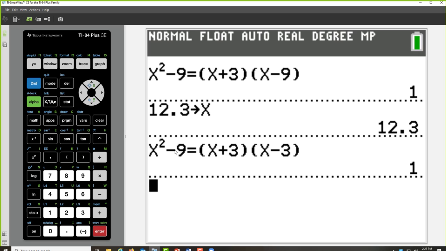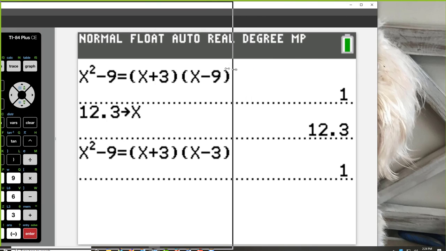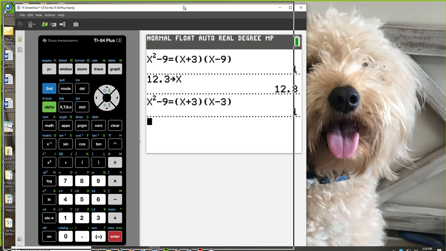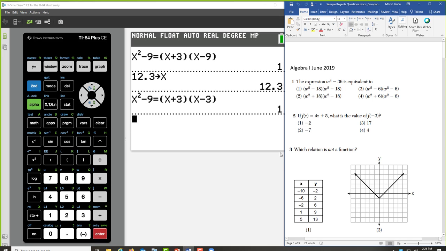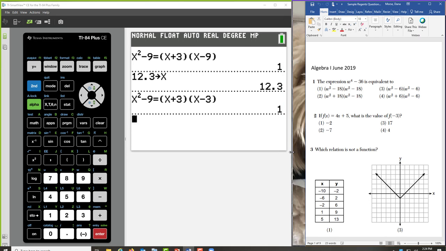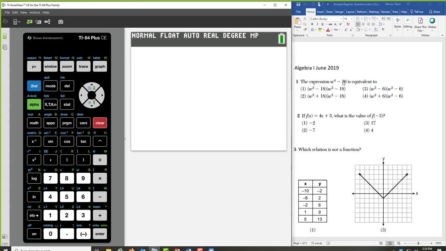This storing and test feature can check so much on the New York State exam. I'm going to resize my software and open up a state exam sample. The expression w to the fourth minus 36 is equivalent to, June 1st, 2019. Well, I would do 12.3 store, and then we have to break out our bifocal lenses to find the green letters. W is on top of the minus button. So if I press alpha minus to get the W to appear, and then press enter, I get the 12.3 stored into W. I type in the problem as it was given.